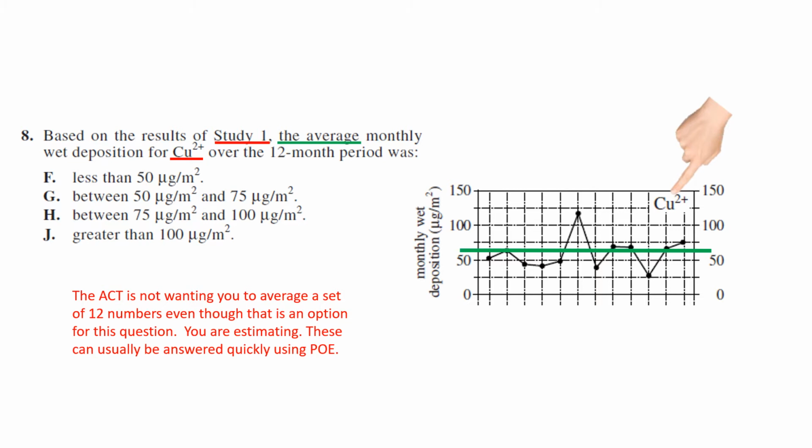We have that tall peak. We have a few below it. Might trend a little more towards the 50. But if it was 50, that would be too low. We have too many points above it. 75 to 100, and 100 definitely too big. So your answer has to be G. Just kind of estimate about where it's going to be.